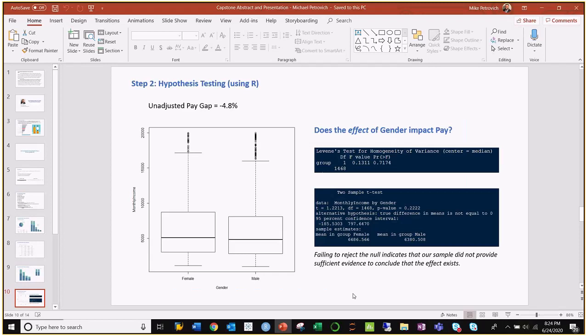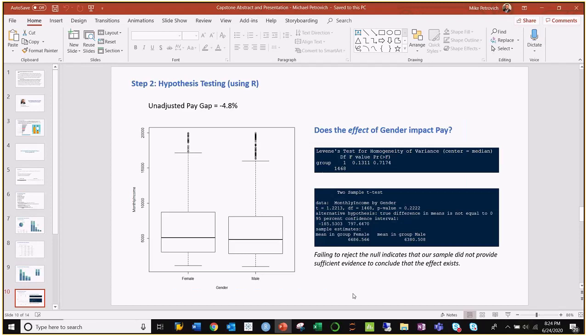Performance, of course, is associated with pay, but we're actually going to remove it from our future modeling because in order to include performance, you would also include historical performance, which the data set does not include.